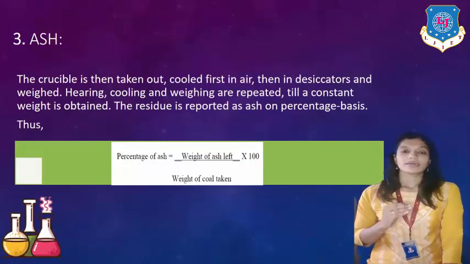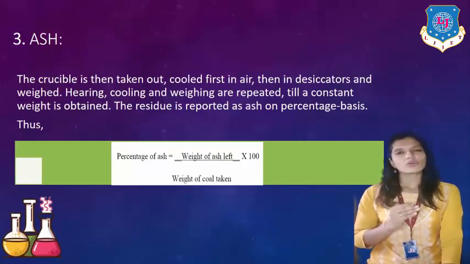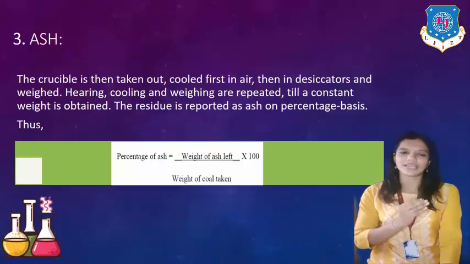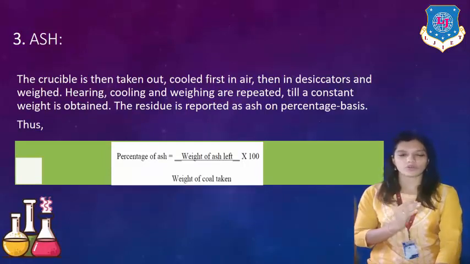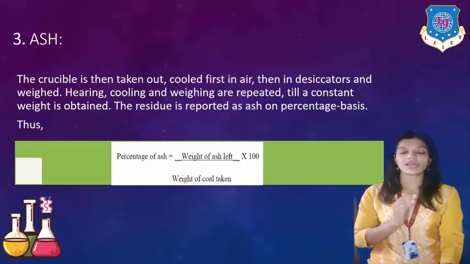Now, the crucible is taken out, it is cooled down in air first, afterwards it is cooled down in the desiccator, and then it is weighed, right? When we weigh it, we need to make sure that it is totally cooled down, otherwise the weight will be wrong. Heating, cooling and weighing are repeated till a constant weight is obtained. The residual is reported as ash on percentage basis.